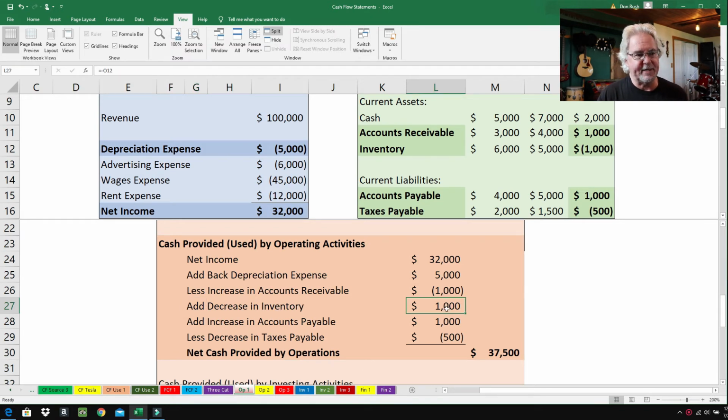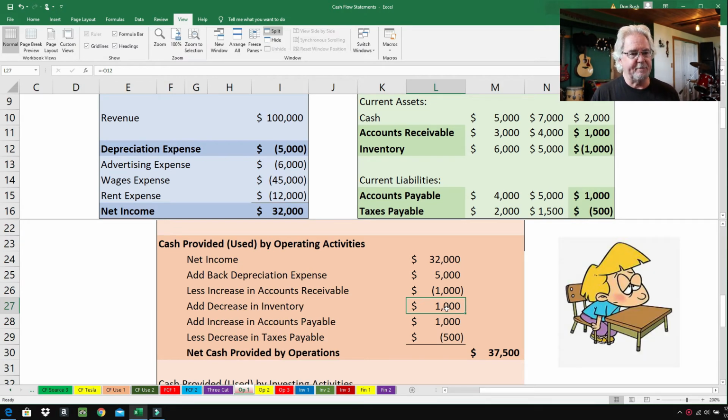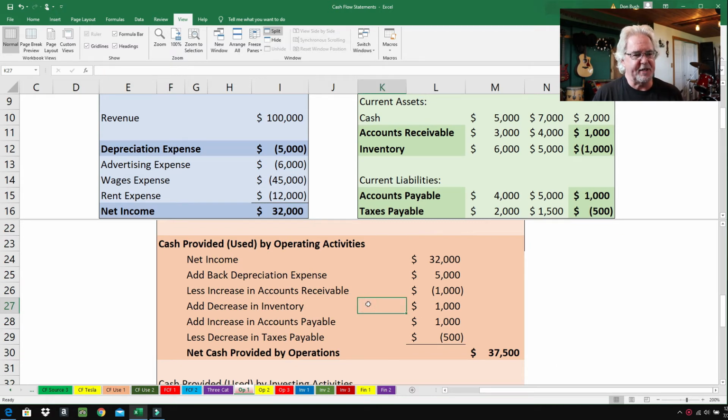So why are we adding a decrease in inventory? Well, here's what it is: if you're selling your inventory, you're bringing in money. That's a really easy way to think of it. Actually, the answer is a little bit more complicated than that, but I like the simple way of thinking about it because it's fast, easy, and it always works. So when inventory drops down in value, that's because you're selling your inventory, and when you sell things, money comes in. So there you go. So it's a positive $1,000.